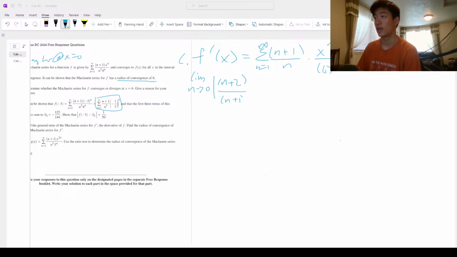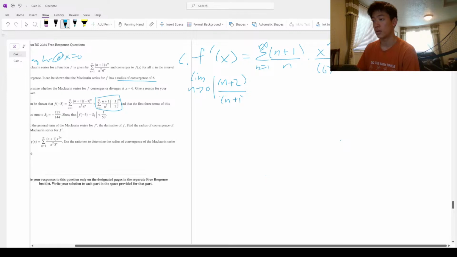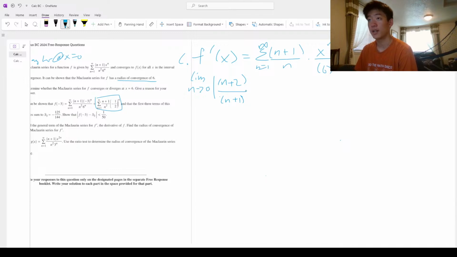Okay. N plus 1. That's this part, and then times x to the n plus 1, and then minus 1 again, so just x to the n. Then divided by 6 to the n plus 1. Now, dividing is the same as multiplying by the reciprocal, so this is just n up here over n plus 1, and then times 6 to the n over x to the n minus 1.